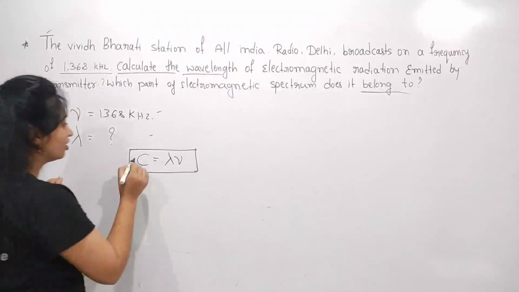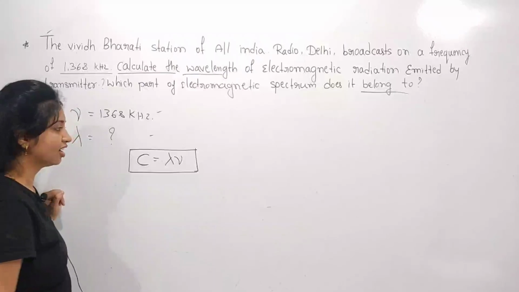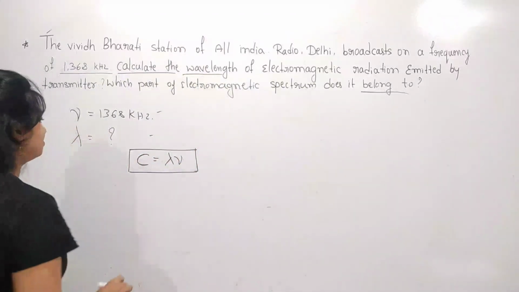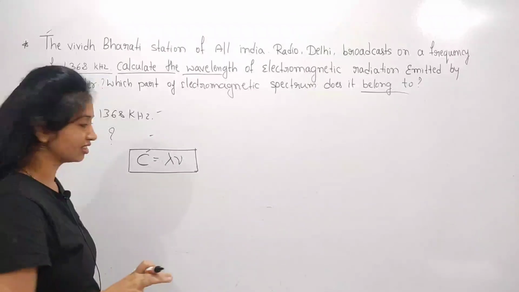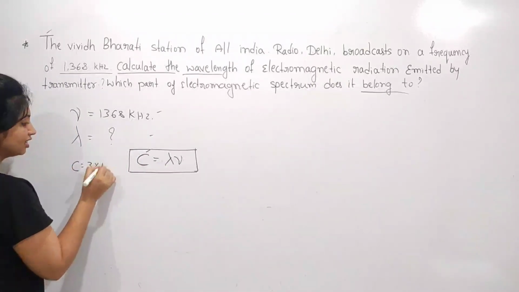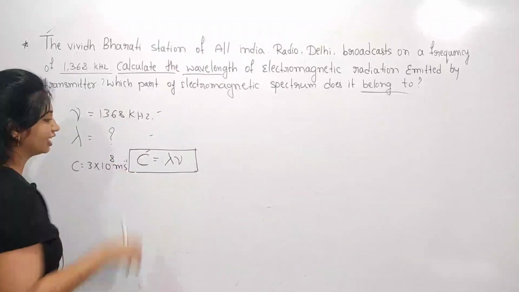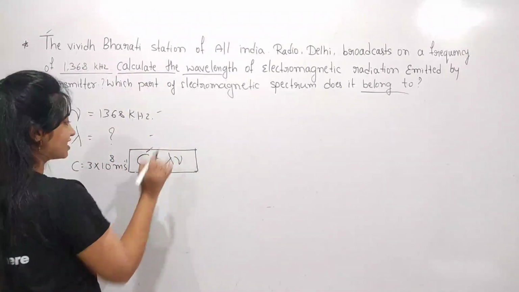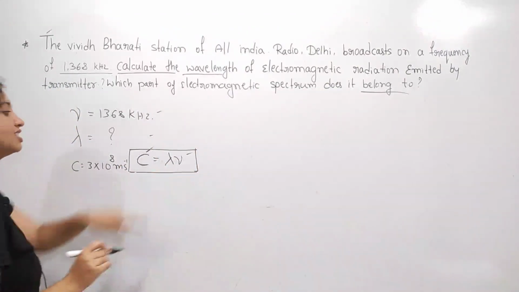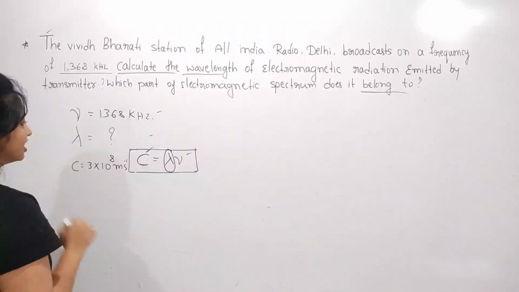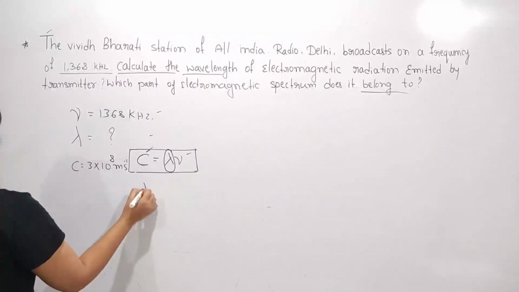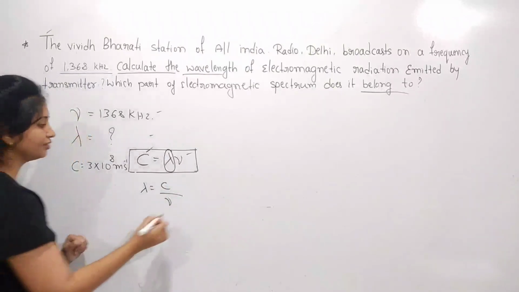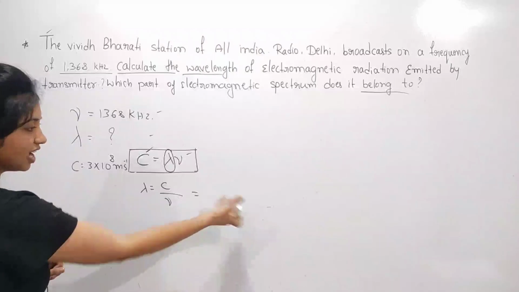See here, we know the value of c, because it is the speed of light in a vacuum. Anytime, wherever, its value is constant. So what is c here? 3 into 10 raised to 8 meter per second. This is the speed of light in a vacuum. We know the value of c and we know the value of frequency; we just want lambda. So lambda is equal to c divided by nu. Just put in these values and simplify, and you get the answer.